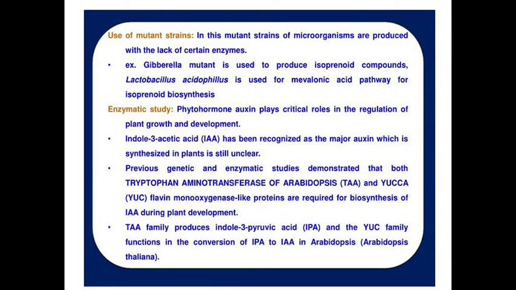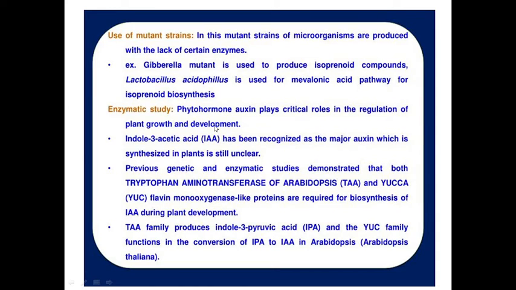So the enzymatic study also plays an important role in investigating the biosynthetic pathway, that is, which pathway the plant follows to synthesize a particular secondary metabolite. For example, the phytohormone auxin plays a critical role in regulation of plant growth and development. Auxin is a growth hormone in the plant. Indole 3-acetic acid is the major auxin synthesized in the plant, but how it is actually synthesized is still unclear.